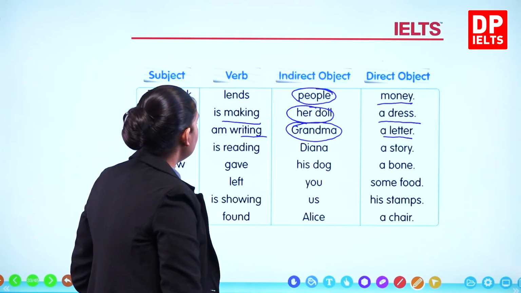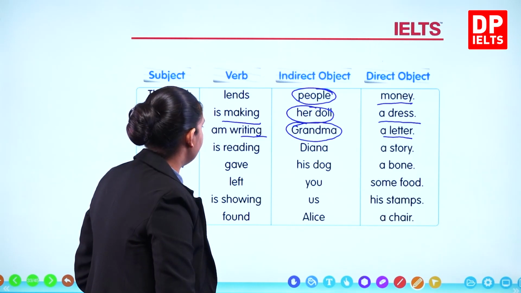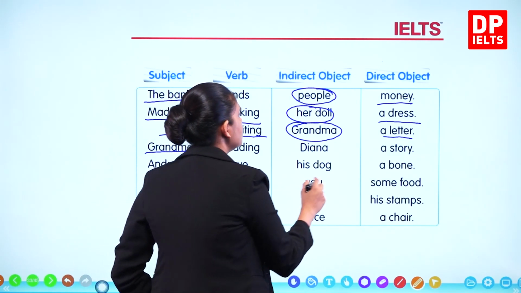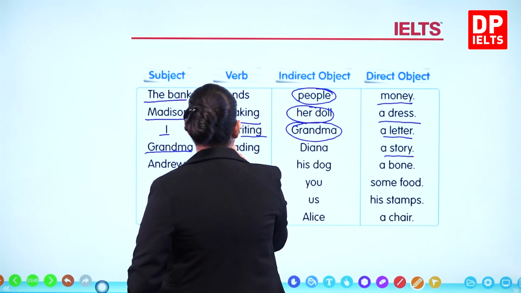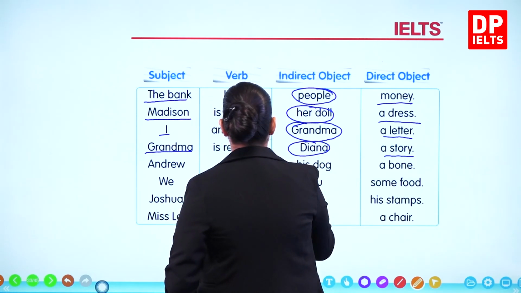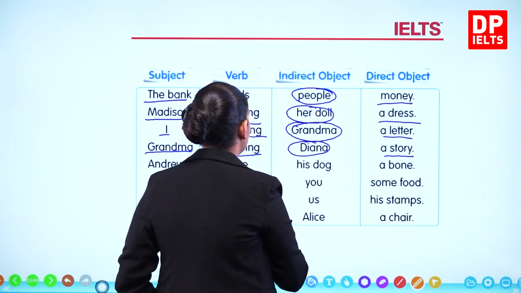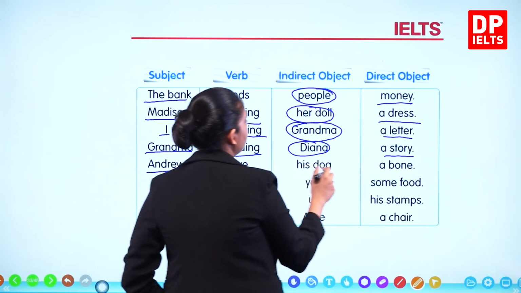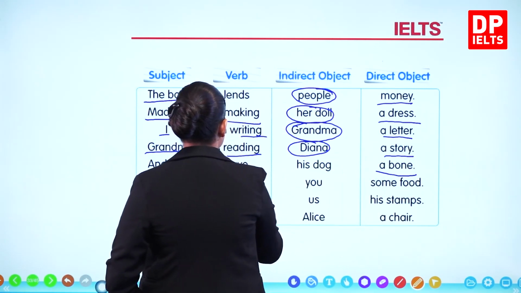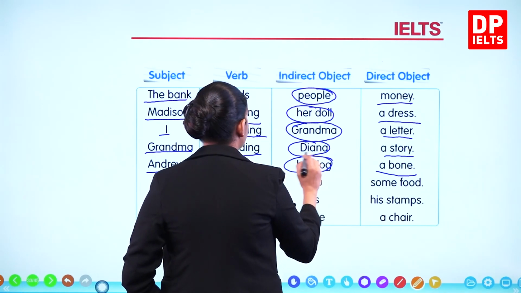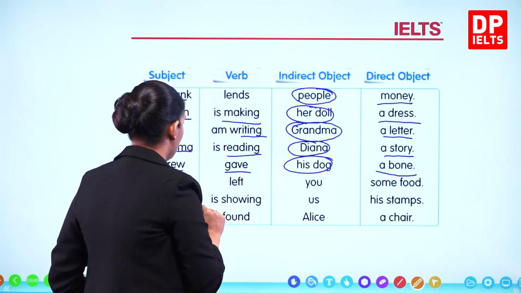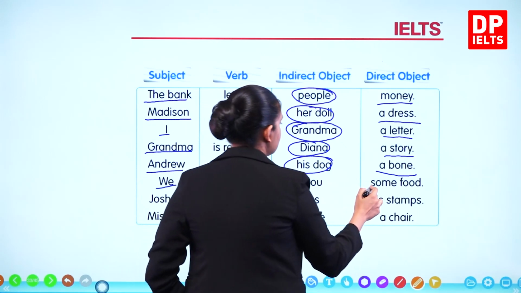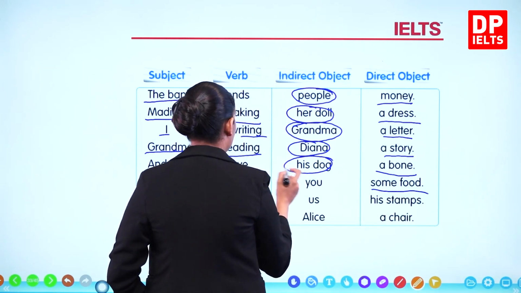Okay. Grandma is reading Diana a story. Who is reading a story? Grandma. What is she reading? A story. Reading is the verb, to whom? Diana. Andrew gave his dog a bone. Who gave his dog a bone? Andrew. What did he give? A bone. Gave is the verb, to whom? His dog. Clear? We left you some food. Who left some food? We. What did we leave you? Some food. Left is the verb, to whom? You.